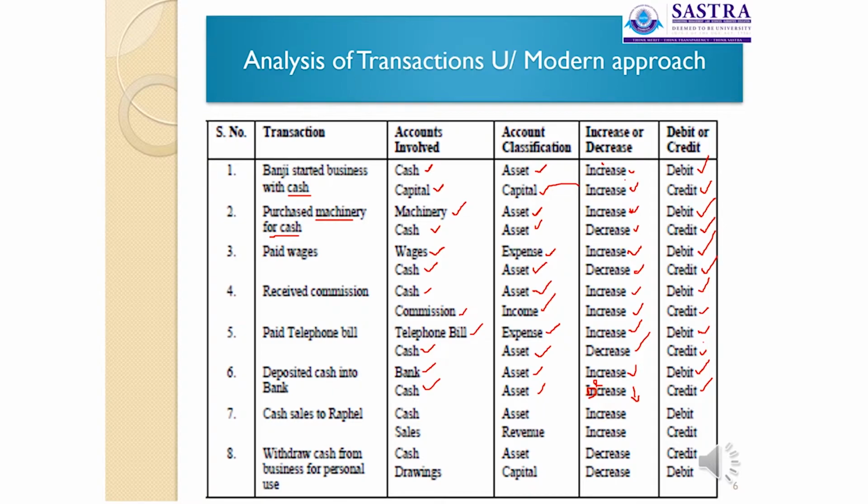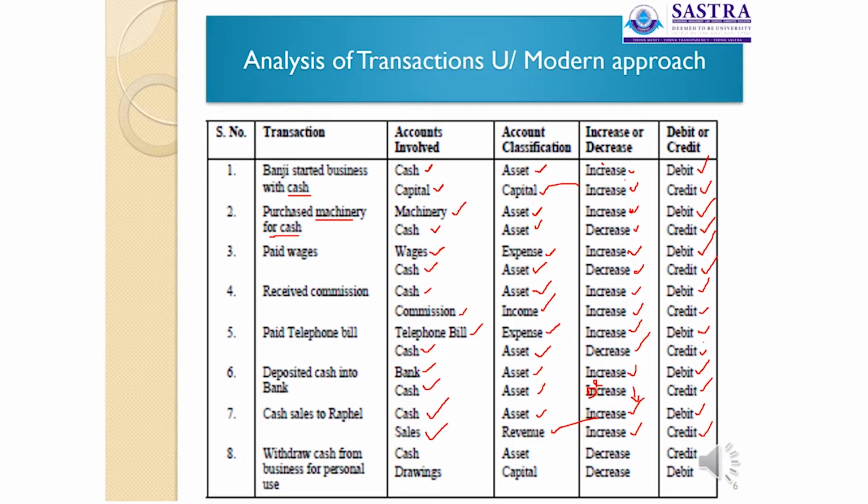Then cash sales to rapid. Cash account and another one is sales account. Cash account is relating to asset account. Sales is revenue, that will increase the amount of capital equity. So if asset increase, cash will be increased, revenue that is also increased. So cash, if the asset increase, it is to be debited. If sales increase, it is to be credited.